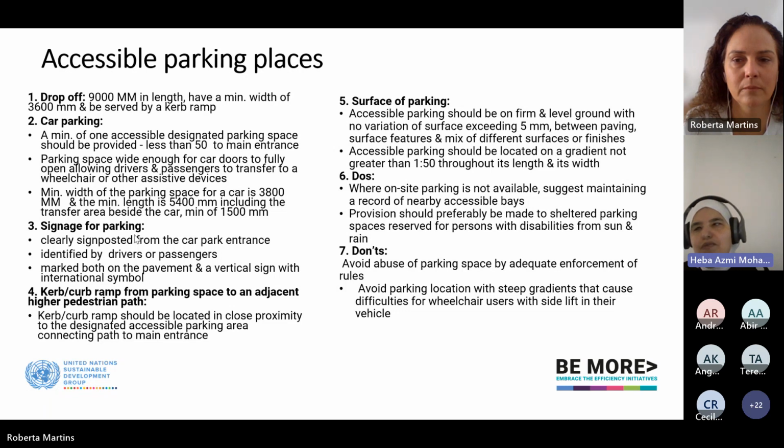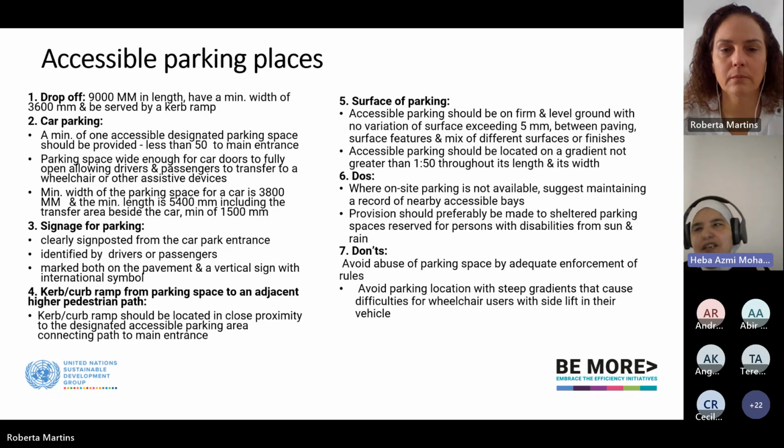to the wheelchair. The car parking should also be accessible, as I said, and the floor of the car parking should be slip resistant so as to avoid causing any accidents. Signage is very important. Signs should be clearly seen by both drivers and passengers, and they should be marked with the International Sign of Accessibility. There should be a curb ramp from the parking space to an adjacent higher pedestrian area in order to enable persons with physical disabilities to move from the parking space to the main entrance.